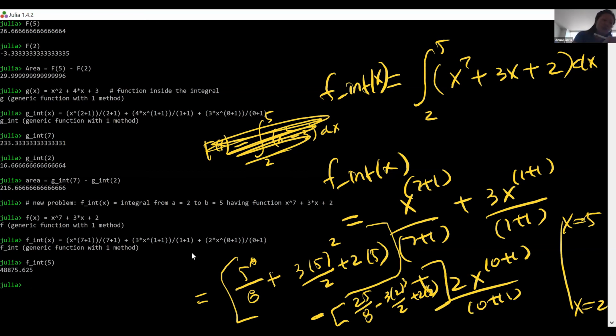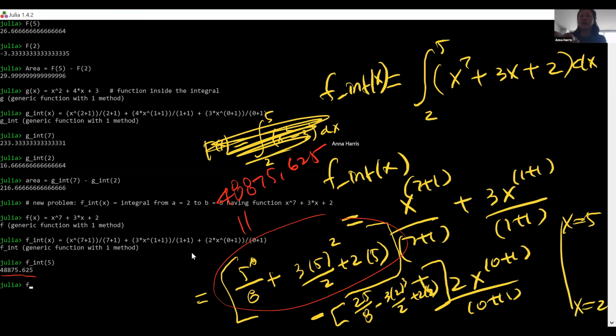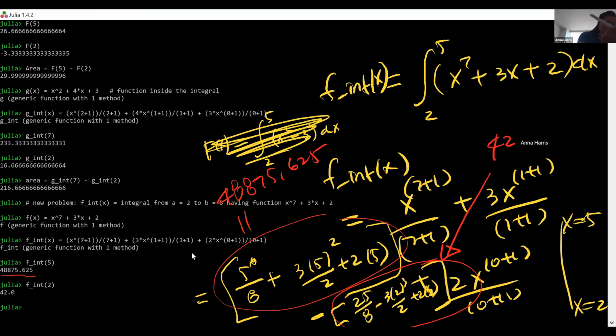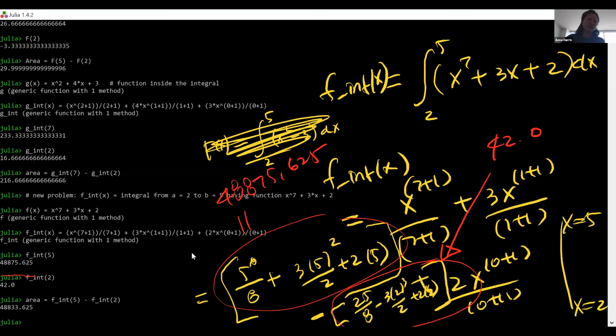So according to my Julia, when you calculate this part, that is equal to that number, 48875.625. Now let's look at the other part. F integral of 2. That gives me this part right here is equal to 42.0. So what is my area then? Area is equal to F integral of 5 minus F integral of 2. That gives me that number.